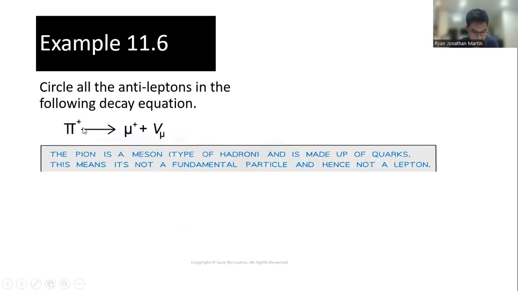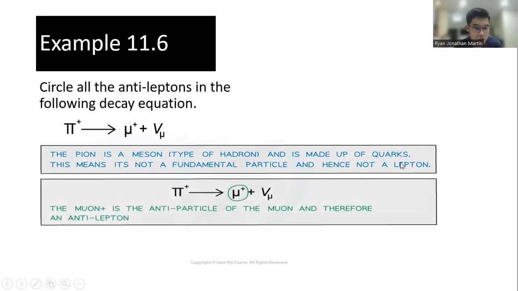Okay, this is your pion. It's a type of hadron because it's positive charged and it's made out of quarks. This means it's not a fundamental particle and hence not a lepton. Muon plus is the antiparticle of muon, and therefore an anti-lepton.